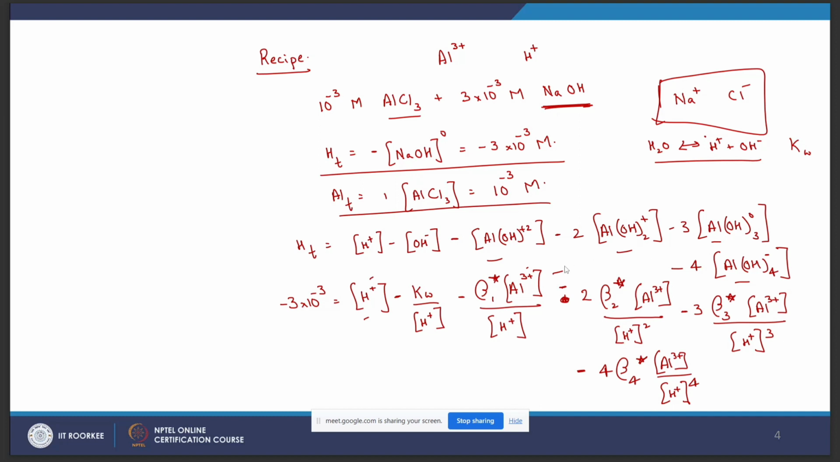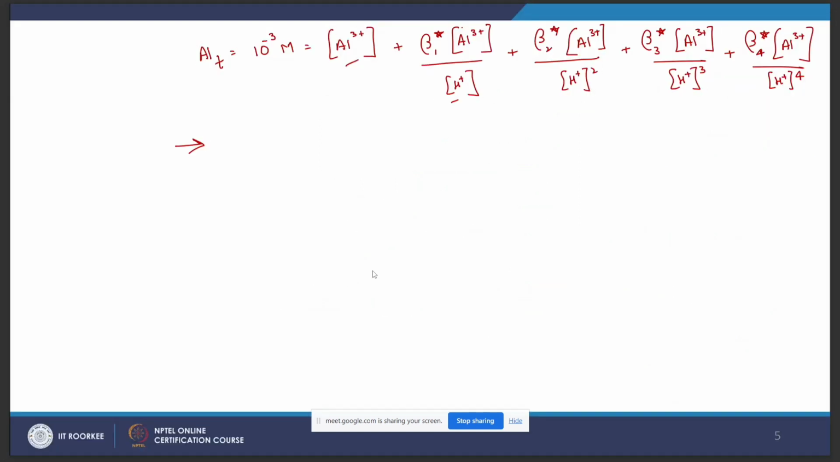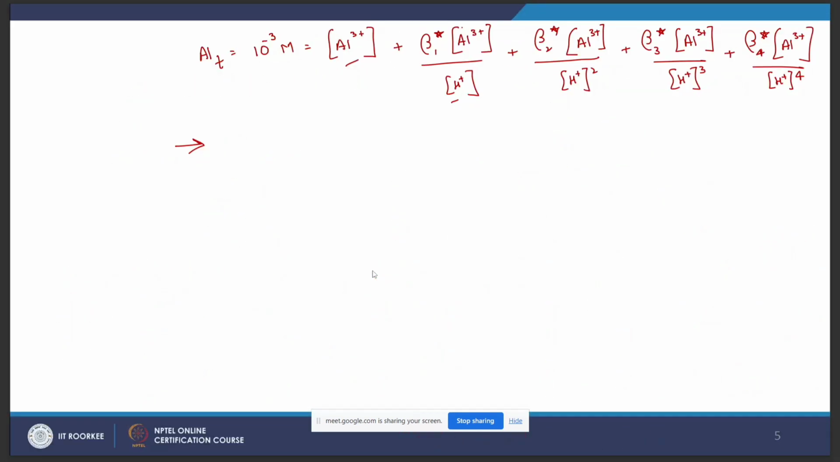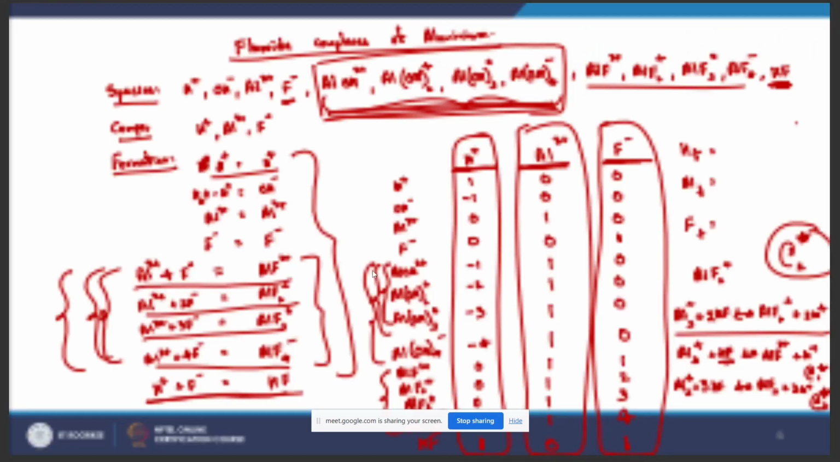We can solve this equation, of course we cannot solve it by calculator, but we can solve it in Excel, and we will get the value of H plus and Al3 plus, and we can finally find out the concentration of all the complexes formed. Or we will see how to solve this question directly in Visual MINTEQ. We just have to put the total concentration of the components, and Visual MINTEQ will do the calculation. It will give us the concentration of each of the complexes formed.